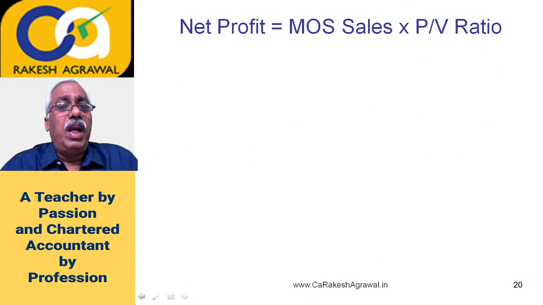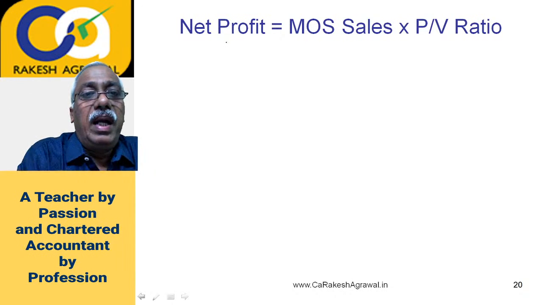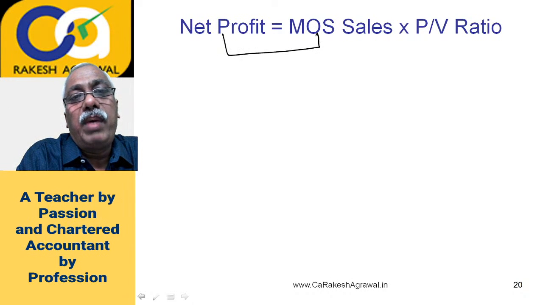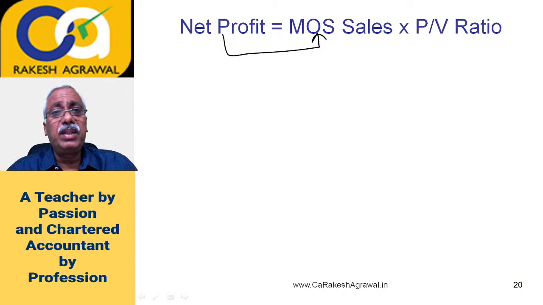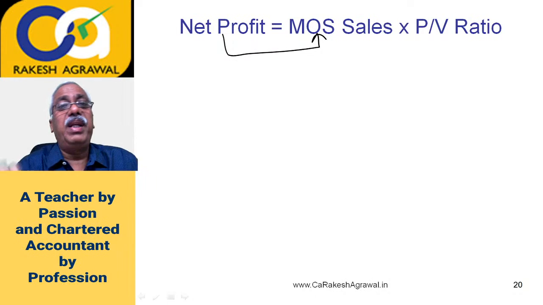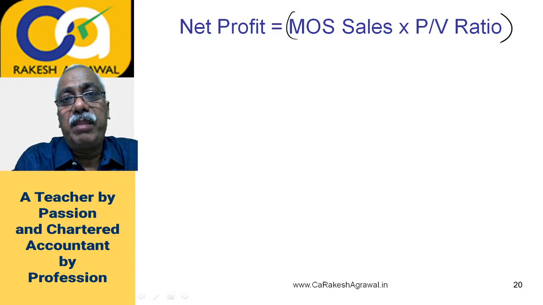Now there is one formula: net profit is equal to margin of safety sales into PV ratio. Most students feel that net profit is equal to margin of safety sales. No. Net profit and margin of safety sales are different. Margin of safety sales into PV ratio is net profit.